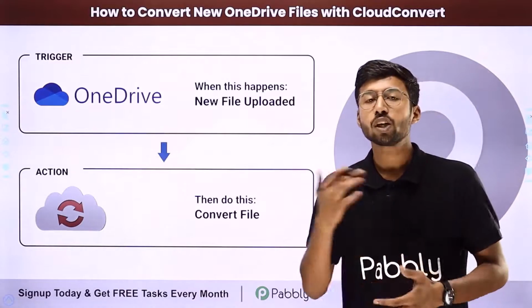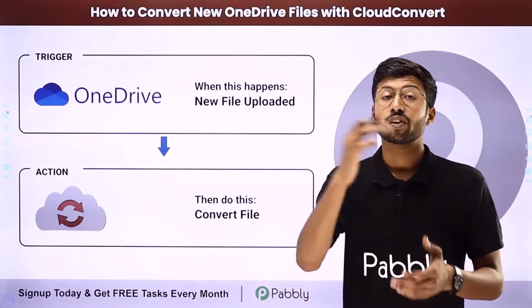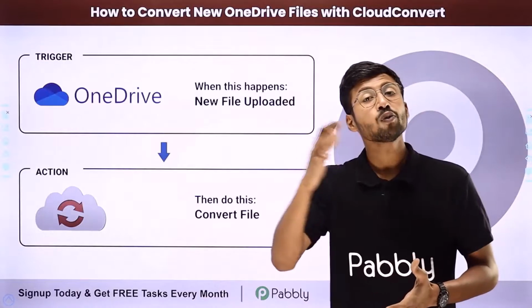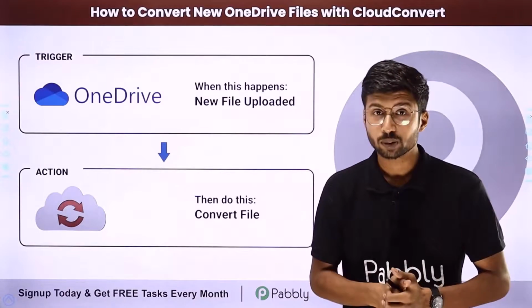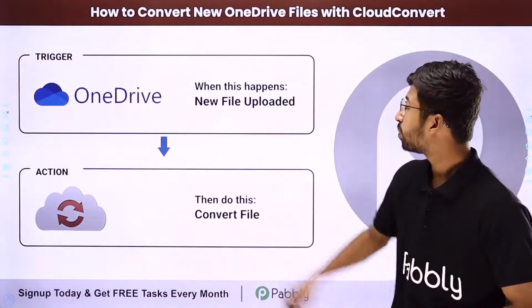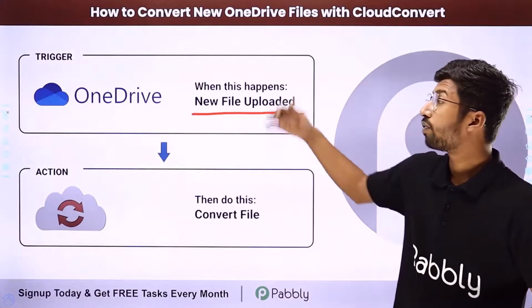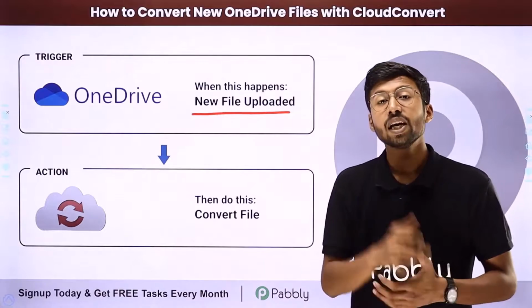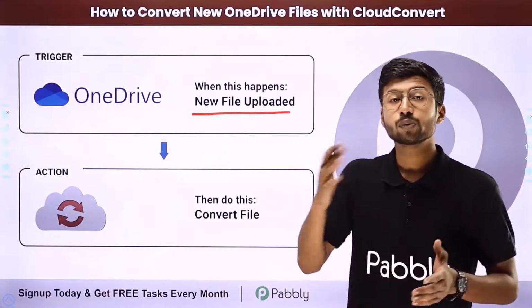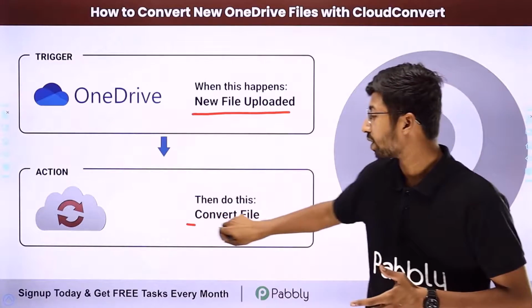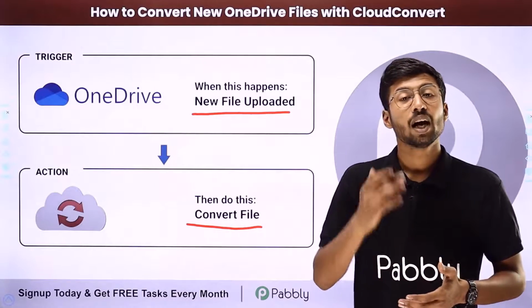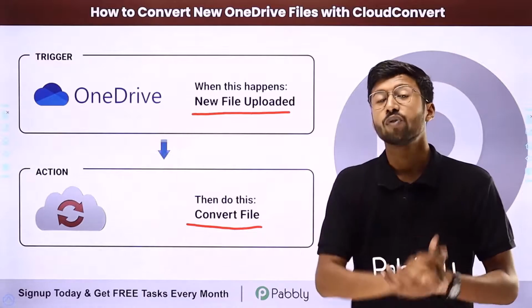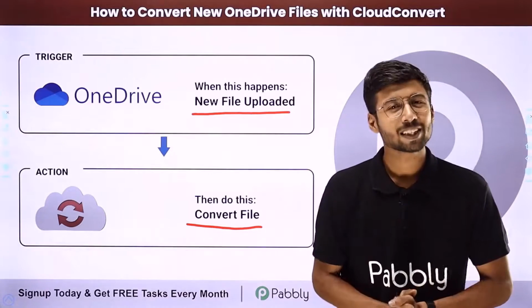Now suppose, guys, you are uploading different new files into your OneDrive account and you want to convert all of those files into a specific format. Now guys, you can completely automate this process. So the trigger of this automation will be uploading a new file on our OneDrive account. And the action will be converting those files into a specific format using CloudConvert. And after converting those files, we will automatically upload the newly converted file into a OneDrive account. Now how you can set up this automation?